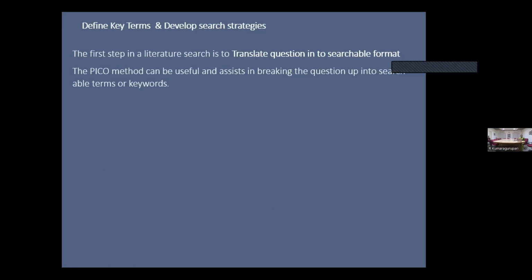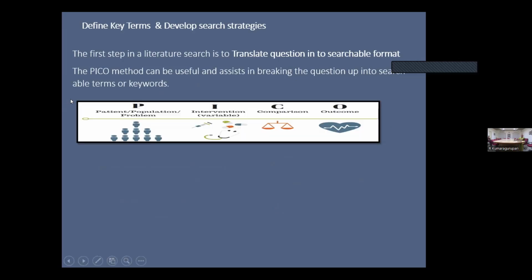So always keep in your mind the PICO method. It's very helpful to do a search in the proper way. See, PICO is nothing but: P is population or disease or problem, I is intervention, C is comparison, and O is outcome, whatever outcome you want. So all that you have to decide first itself.